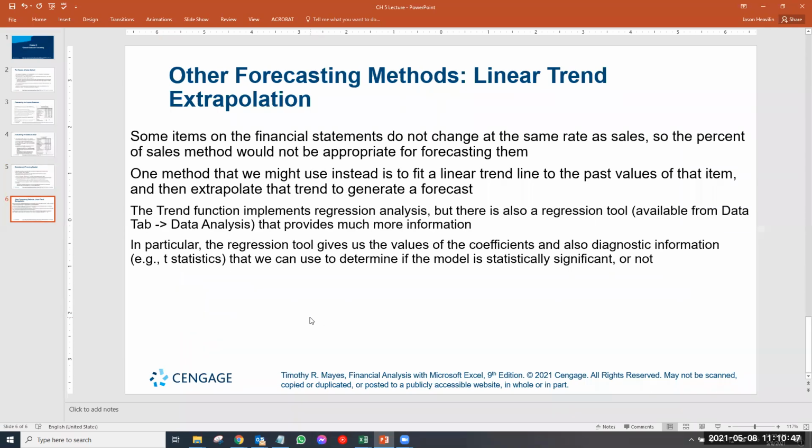Other forecasting methods include the linear trend. So you can do a trend analysis. Now, Excel has a few different ways to do this, and we'll show them. But you can just do a trend within the sheet itself and get out the next number. Instead of doing the percentage, it just follows the trend. That trend in Excel happens to follow the basics of regression, but also be aware that there's an actual regression tool in Excel. We will demonstrate both so you can see how you end up with the same number.